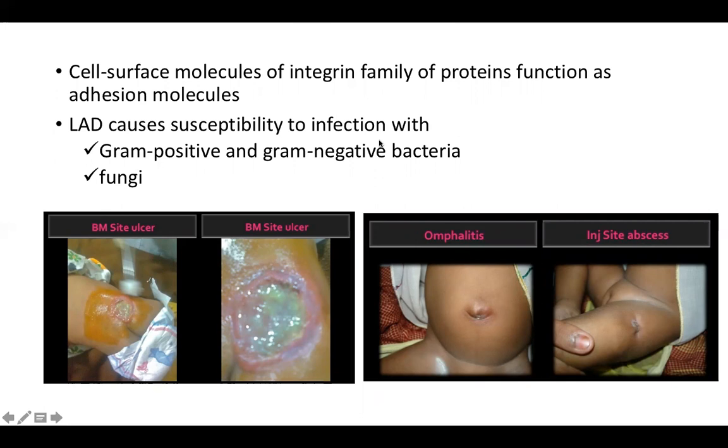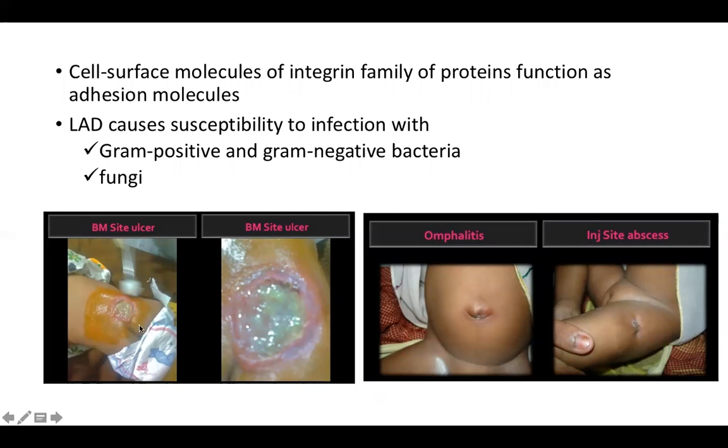Viruses are not affected, because viruses are killed by CD8 cells using MHC1. It does not need an antigen presenting cell. But the antigen presenting cell is needed for CD4 helper cells, so that will be affected. So all bacteria, gram positive, gram negative, fungi.